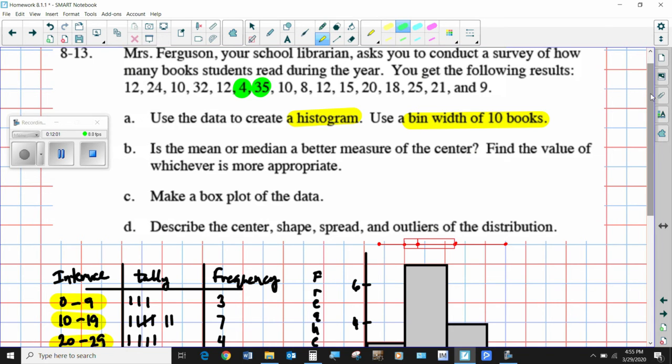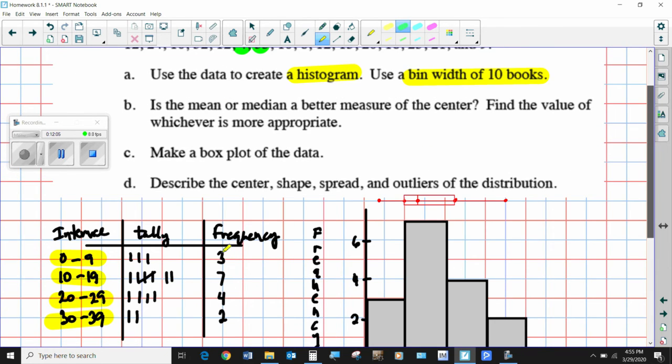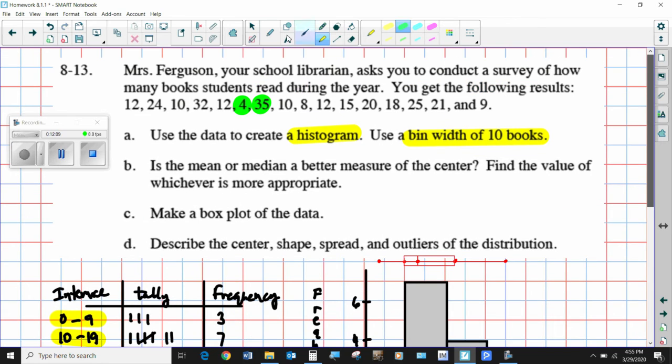So you go through the process, tally mark, and then how many total of them are in the 0 to 9 range? Well, let's just go ahead and check this out. We've got 1, 2, 3 of them in the 0 to 9 range. Then in the 10 to 19 range, how many do we have? Quite a few. 1, 2, 3, 4, 5, 6, no, 7 of them.